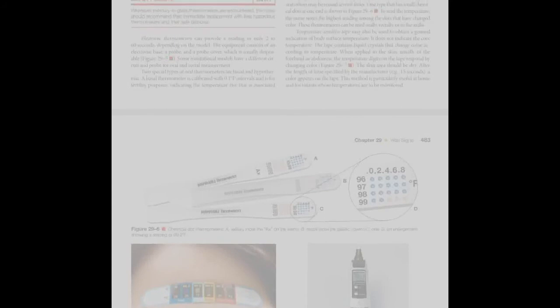Safety alert. Whenever mercury-in-glass thermometers are encountered, the nurse should recommend their immediate replacement with less hazardous thermometers and their safe disposal.